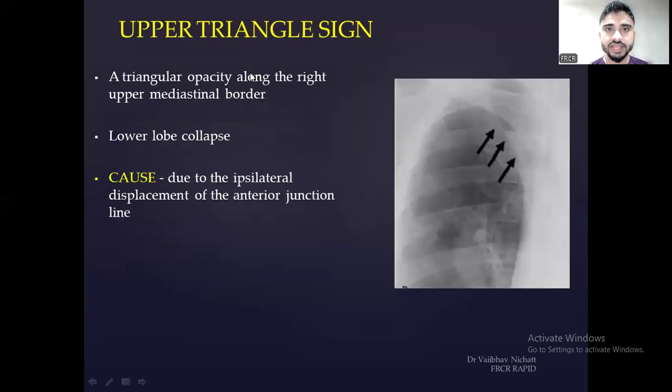Coming to the next sign, which is the upper triangle sign. This is the upper triangle sign. What is the upper triangle sign? Basically, a triangular opacity along the right upper mediastinal border. That is the upper triangle sign, seen in lower lobe collapses.